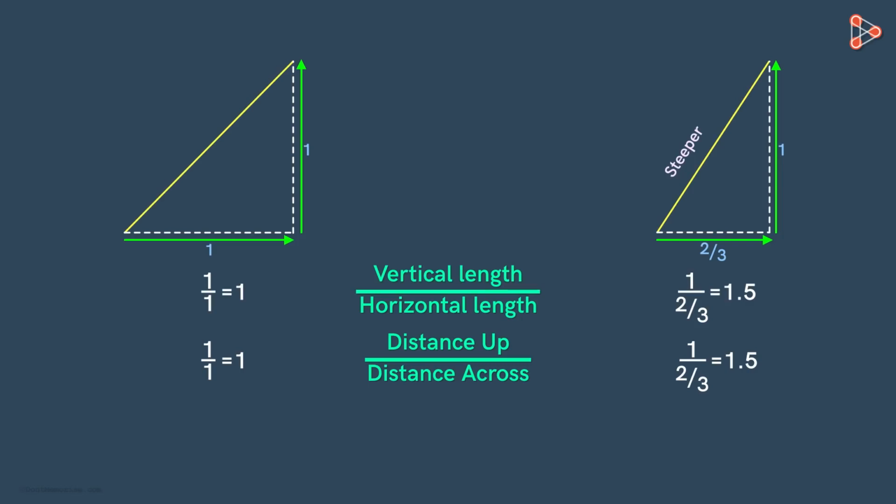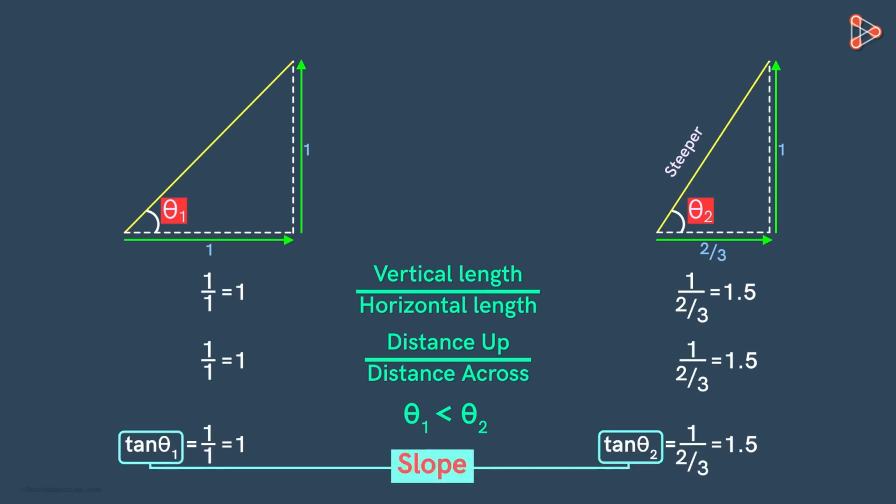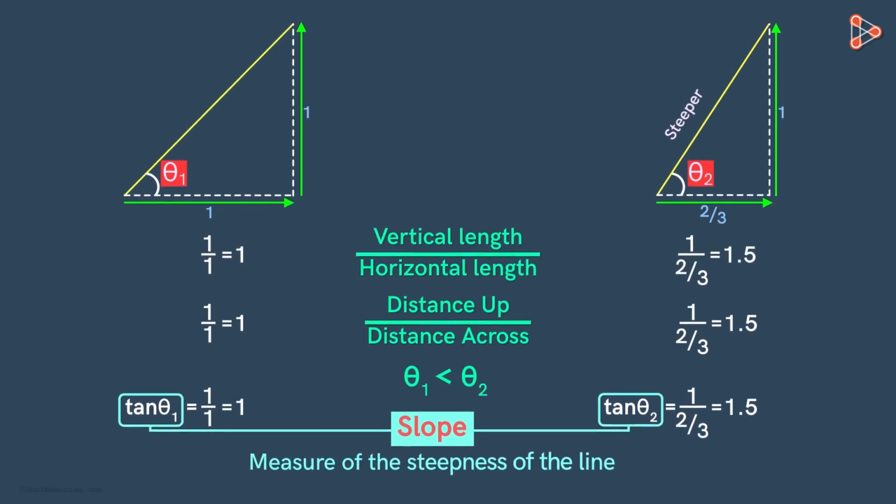There's another way to know which line is steeper, and that is to find this angle. Greater the angle, steeper will be the line. But notice that these two lines are connected to the angle by the trigonometric tangent function. This ratio is equal to tan theta 1 and this is equal to tan theta 2. Such a ratio for a straight line is called its slope. It's the measure of the steepness of the line.